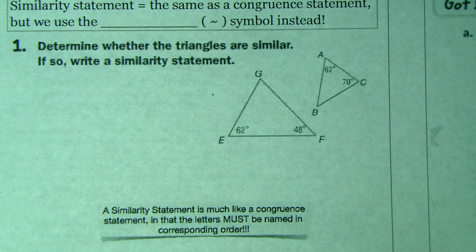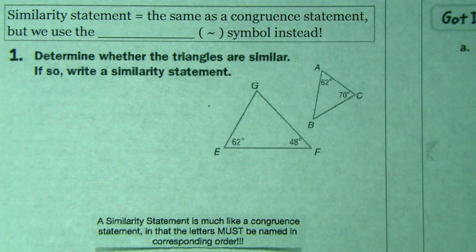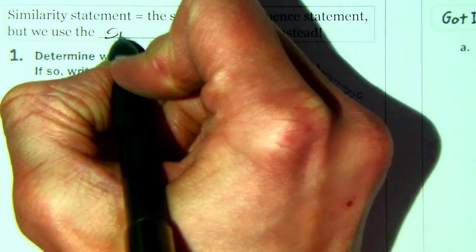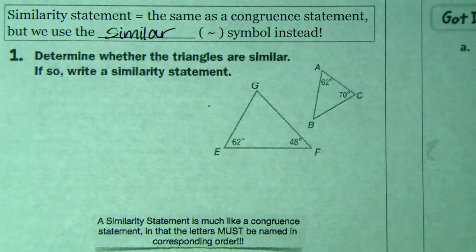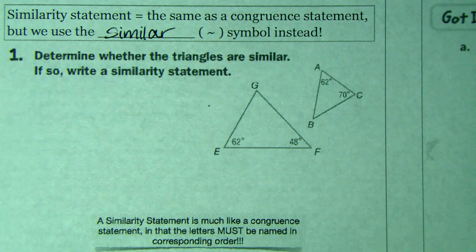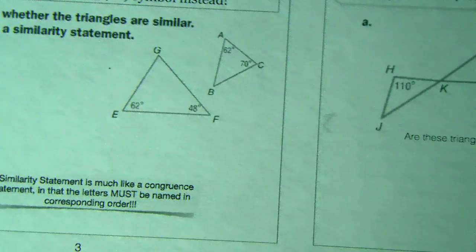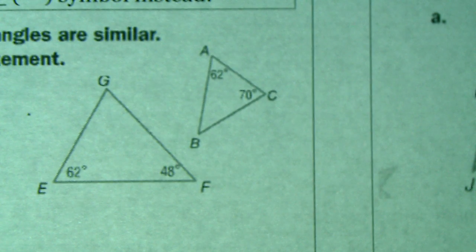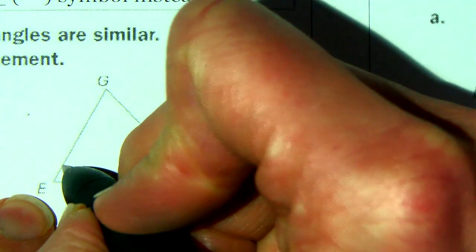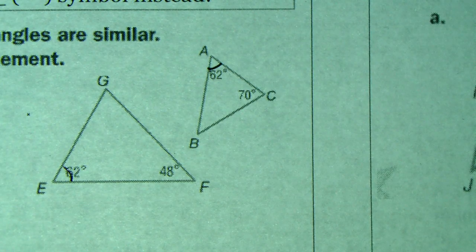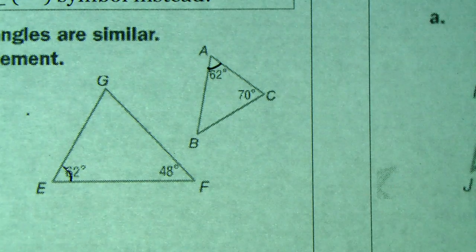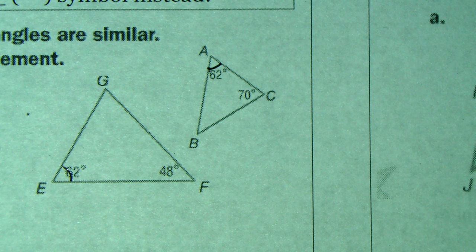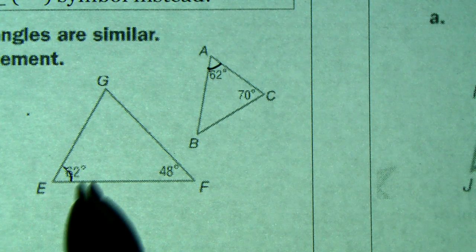All right, similarity statement equals the same as a congruent statement, but we use the similar symbol instead. So determine, are these two triangles similar? They're definitely not congruent because they're not the same size, but are they similar? Take a look at the angles. They gave us the measurements. So 62 and 62, well, those two are equal, right? Now F is 48, but C is 70. Well, they're not equal. But if this is 62 and that's 48, what are those two together? What's 62 plus 48?